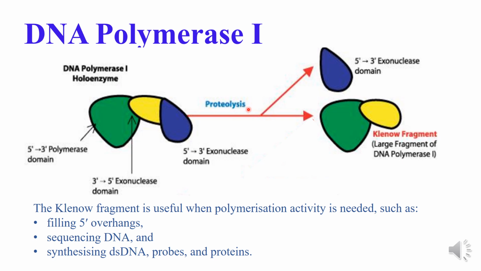If this enzyme undergoes proteolysis, which is possible in vitro in a laboratory, then there are two fragments that are formed. One is the smaller fragment having 5' to 3' exonuclease domain, and the second one is the larger fragment which has the polymerase domain as well as the 3' to 5' exonuclease domain. This is known as the Klenow fragment, and it is the larger fragment of the two of DNA polymerase 1 enzyme.